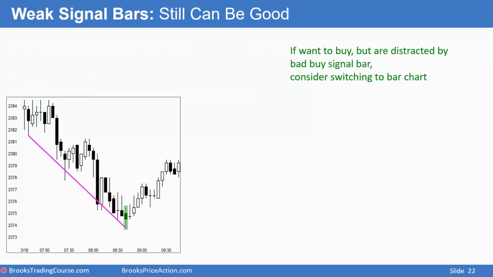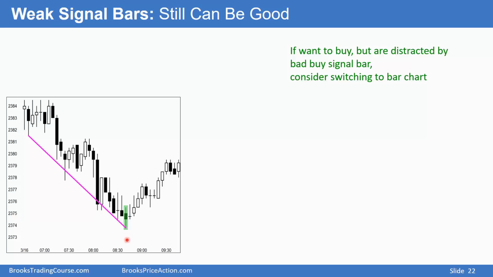Some traders look at this and say, I want to buy. We have consecutive sell climaxes. We're reversing up from the bottom of the line. We keep reversing up from it. We're probably going higher, but they can't get past this bad buy signal bar. They look at that bear bar and say, I don't want to buy above a bear bar, but I know it's going up.